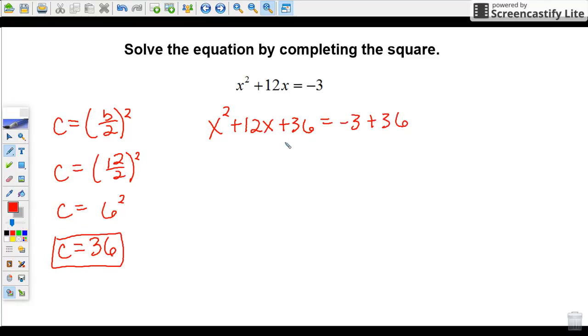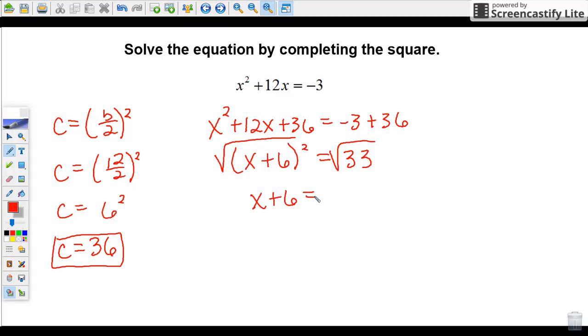This is now a perfect square trinomial. It factors into x plus 6 squared. On the right side, when I combine these, I get 33. Now I take the square root of both sides, x plus 6. The square root of 33 is plus or minus 5.74. Now I subtract 6. So x equals negative 6 plus or minus 5.74. So I'm going to set up my two equations here.